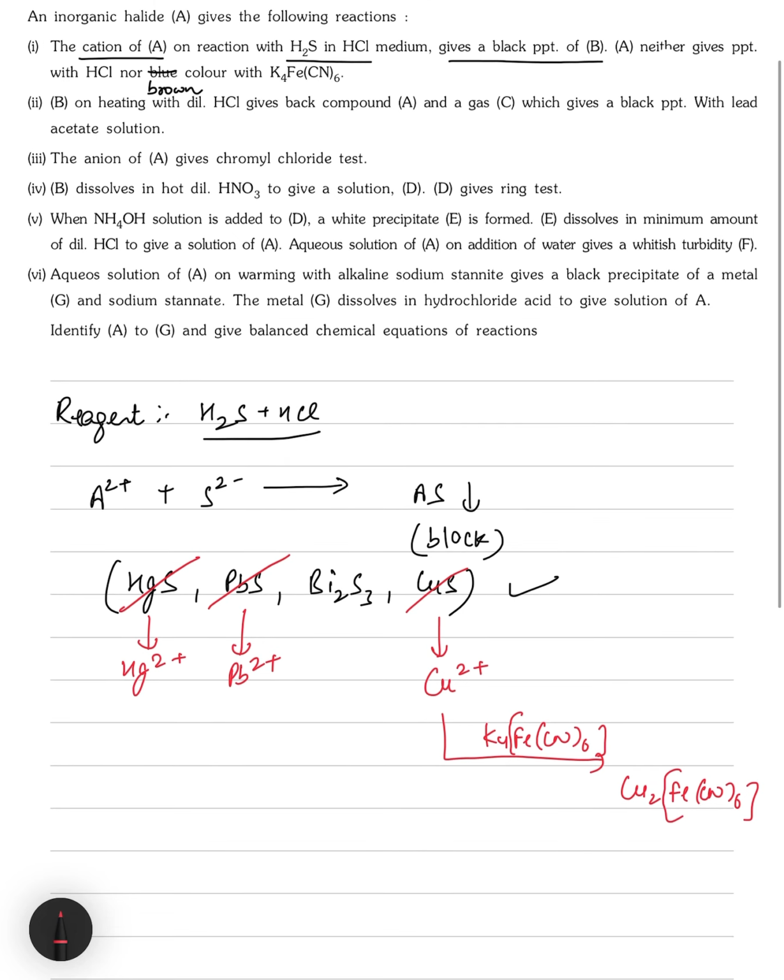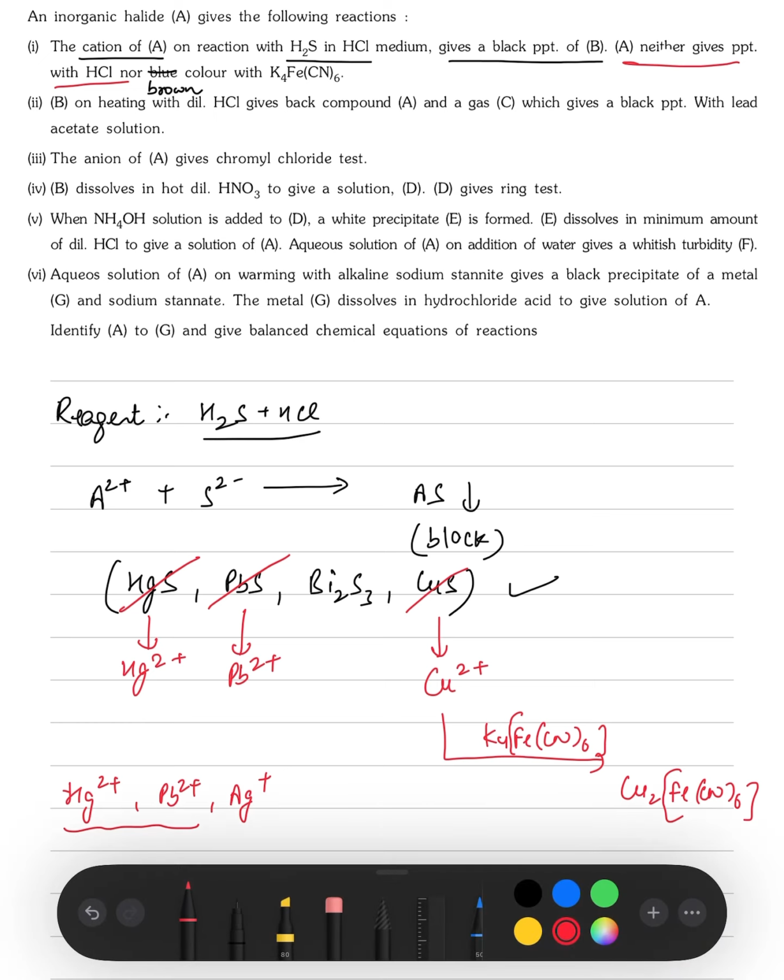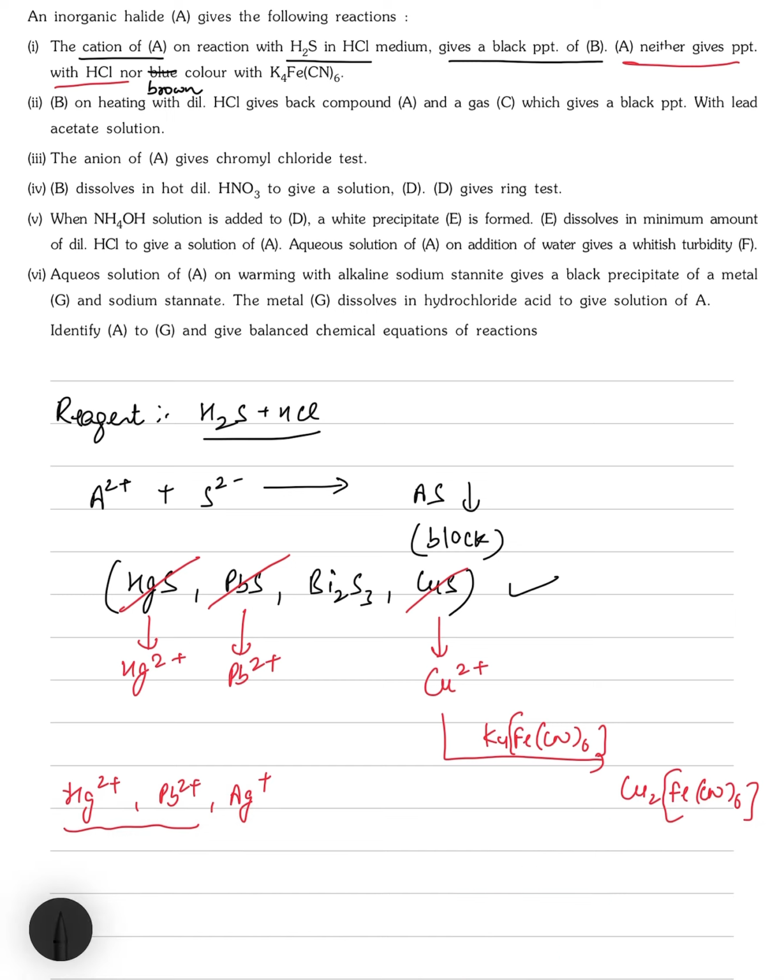And since A neither gives a precipitate with HCl, and we know HCl is the group reagent of the first group, which contains Hg2+, Pb2+, and Ag+, we can eliminate Hg2+ and Pb2+ as well. That means we don't have these three ions. So which one is remaining? The only one remaining is Bi2S3.